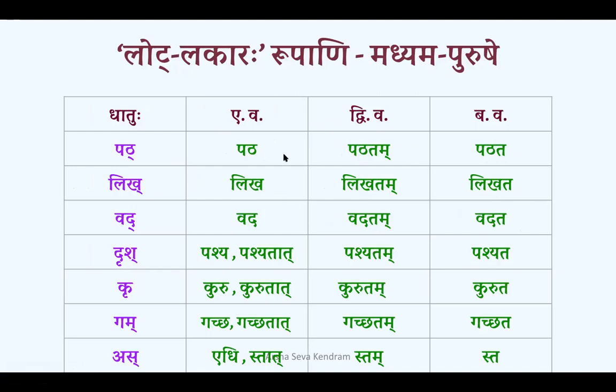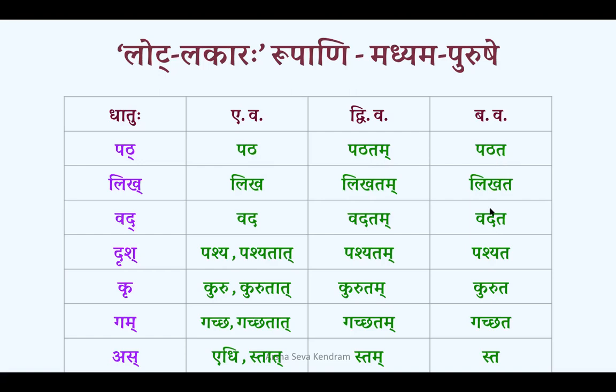So if you look at the pattern, in Prathama Purusha we had Pathatu. So in Madhyama Purusha the tu goes away. Pathatu becomes Patha, Likhatu becomes Likha, Vadatu becomes Vada, etc. And in Dvivachana we had Pathatam. So Pathatam, Likhatam, Vadatam stay the same. And Pathantu will become Pathata.